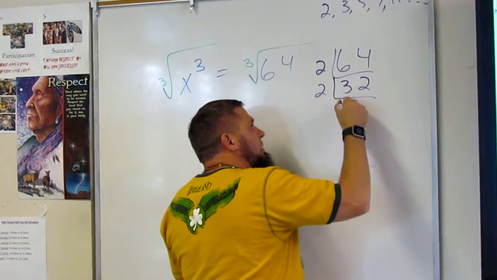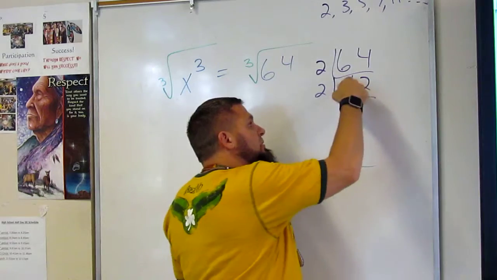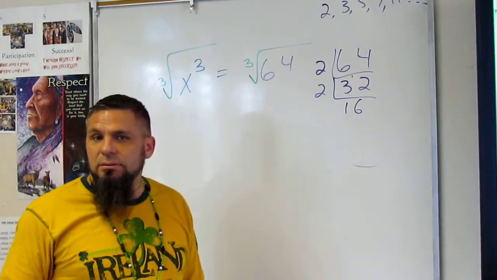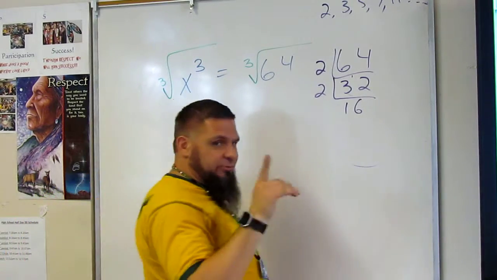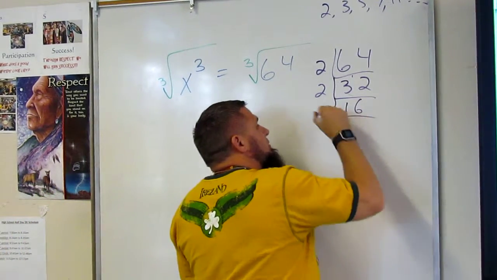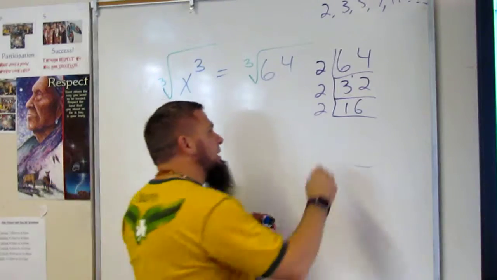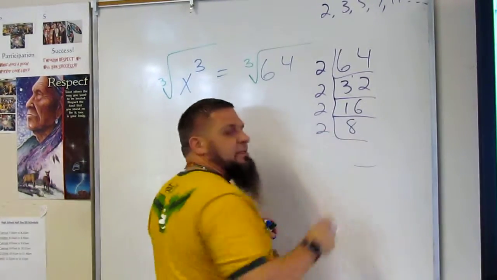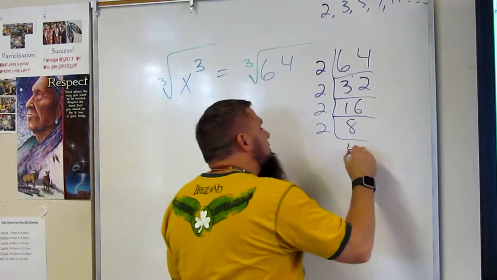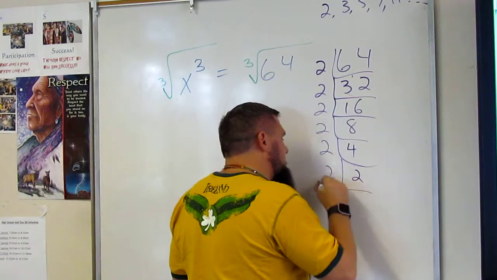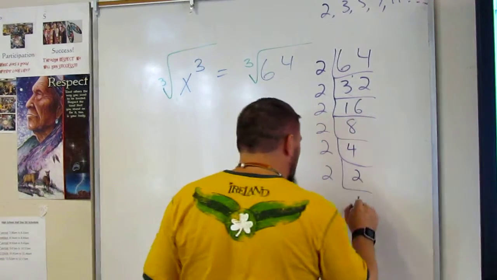2 goes into 3 once with 1 left over. 2 goes into 12 six times. It's tricky, short division. 2 goes into 16 eight times. Okay, now we got it. 2 goes into 8 four times. 2 goes into 4 twice. 2 goes into 2 once.